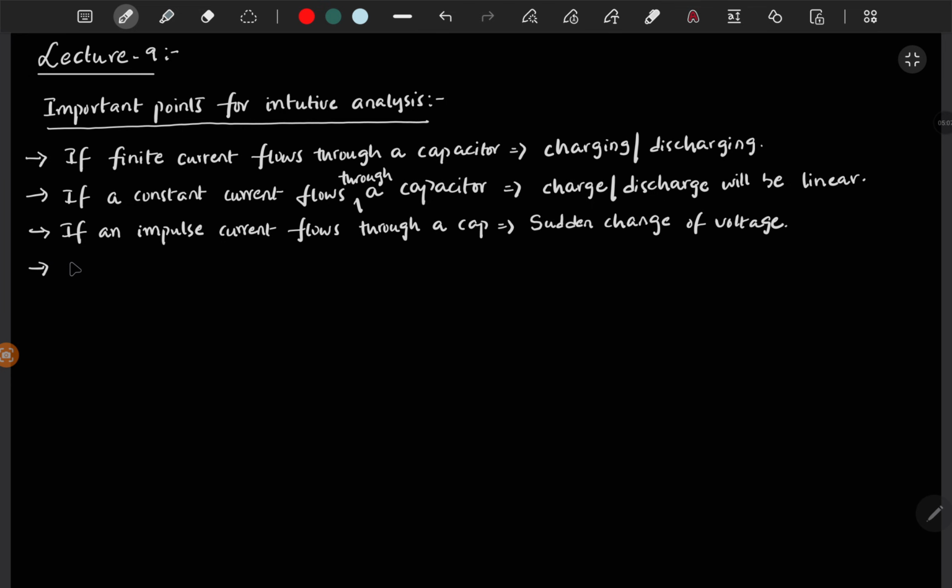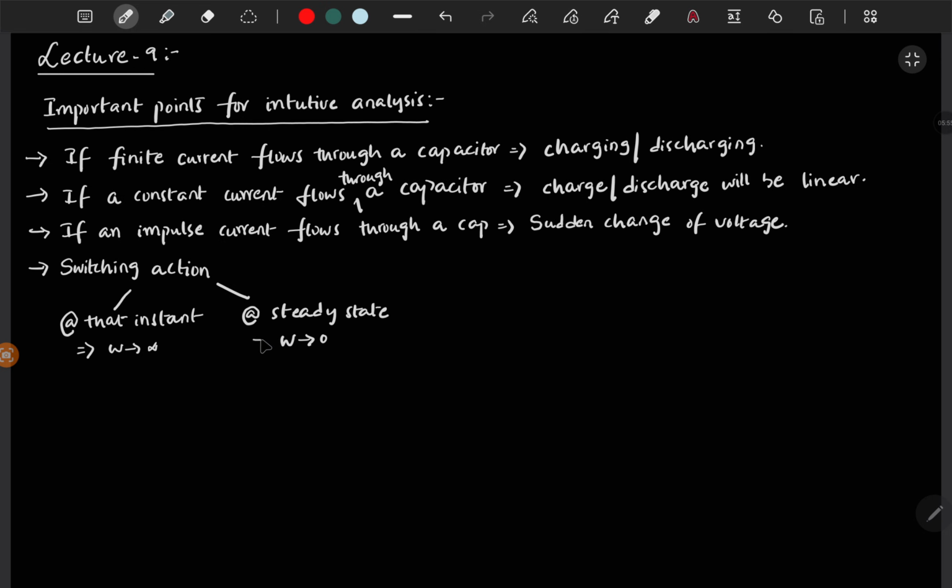And if a switching action happens, then at that switching instant, let's say the switching action happens at t is equal to 0, then at t is equal to 0 plus, that is at that particular instant, we have to assume omega tends to infinity, and at steady state omega tends to 0. So these we have discussed already, but we are summarizing now.